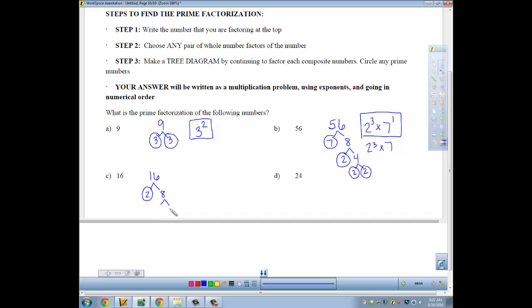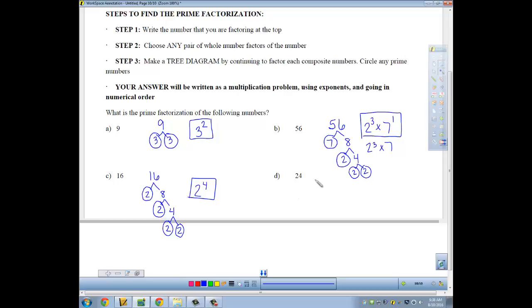8 factors into 2 and 4. 2 is prime, so you circle it. 4 is composite, so keep factoring. 4 can factor into 2 and 2, since 2 times 2 is 4, and both of those are prime. So I circled 2 four times, and that's all I circled, so I'm done. And again, you can check it. If you do 2 to the 4th, you get 16.